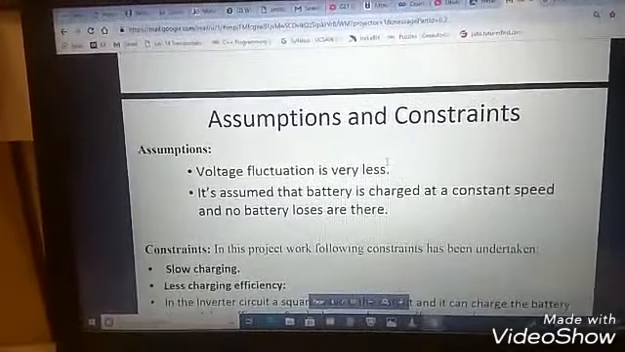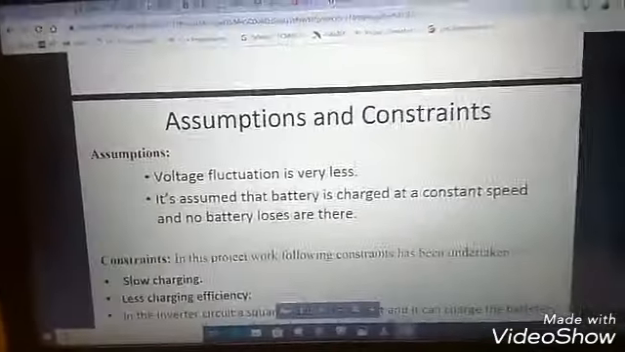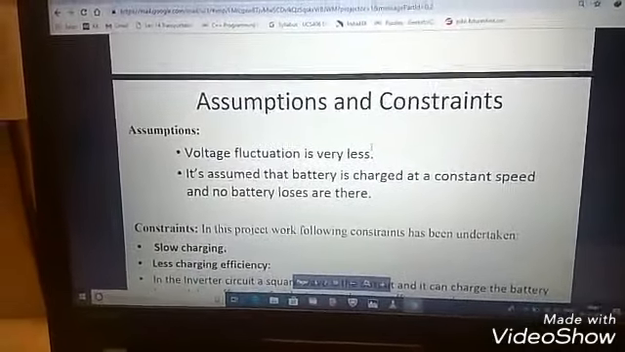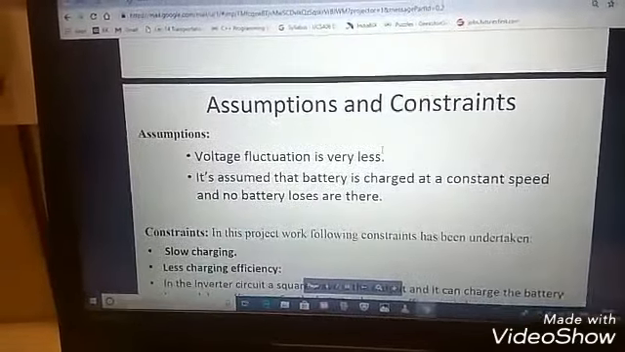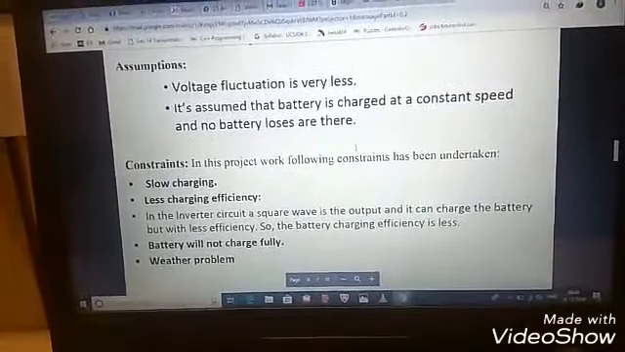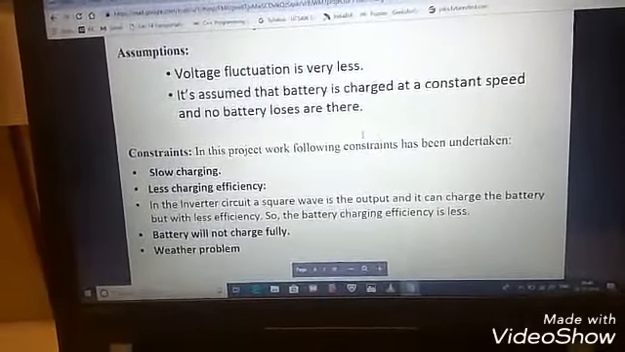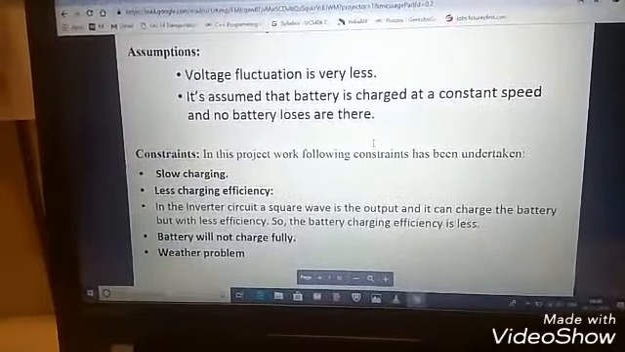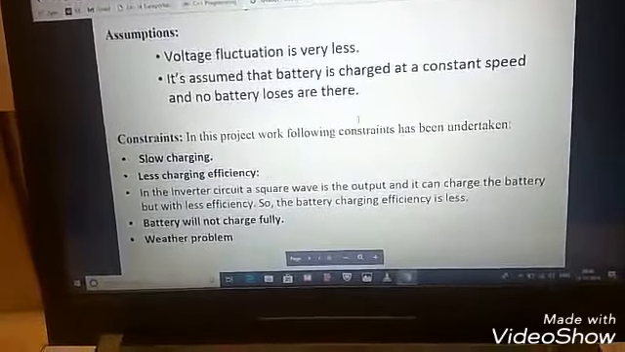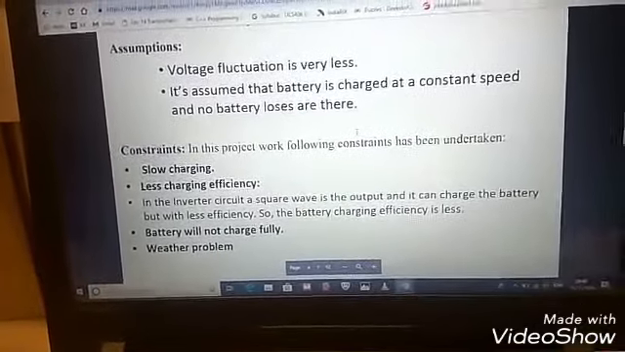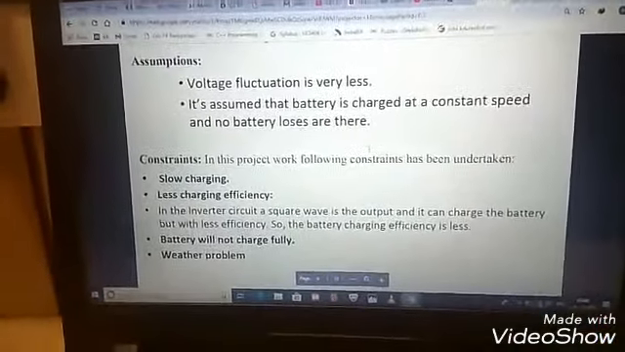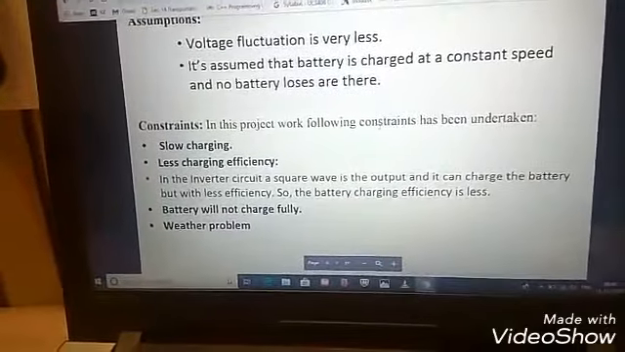We have these assumptions: the voltage fluctuation is very small, and the battery is assumed to be charged at a constant rate with no battery losses. And these are the constraints in this project: slow charging, less charging efficiency, and the battery will not charge fully because of the inverter circuit. A square wave is the output, and it charges the battery but with less efficiency. And sometimes we also have weather problems, which also affect the system.